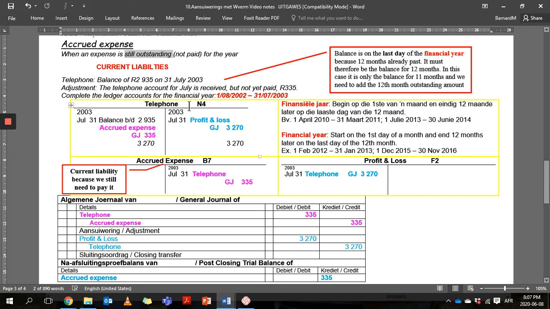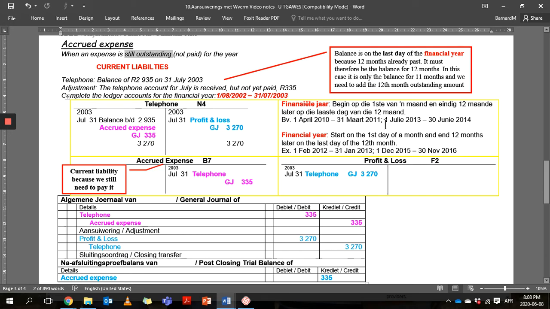In this case, they say that the account for July is received but not yet paid. That means that this balance of 2,935 is not for 12 months, but actually for 11 months. And we then need to add the 12th month that is outstanding.